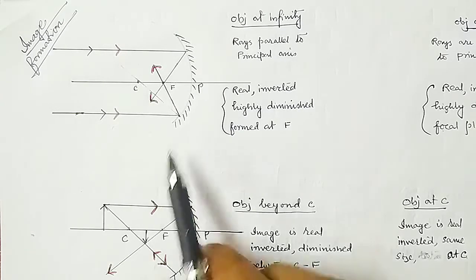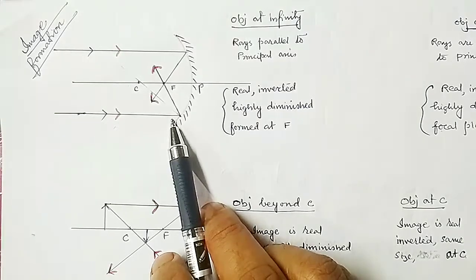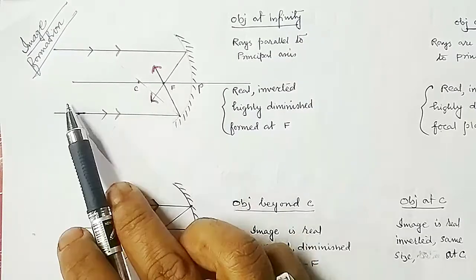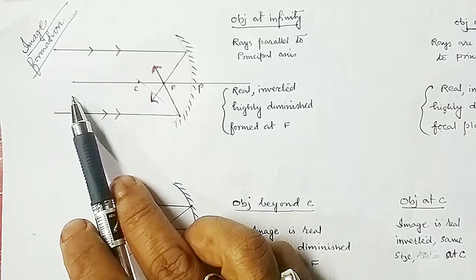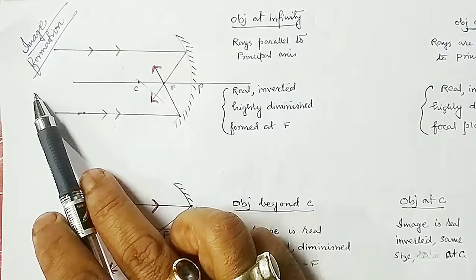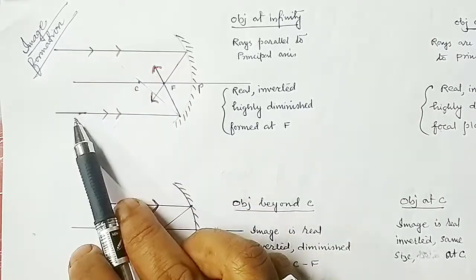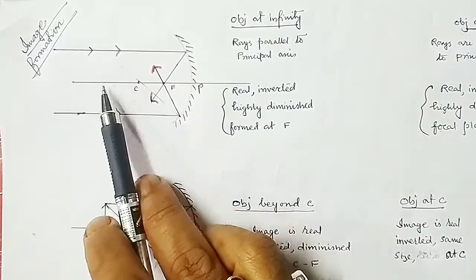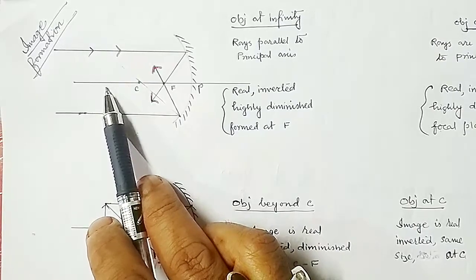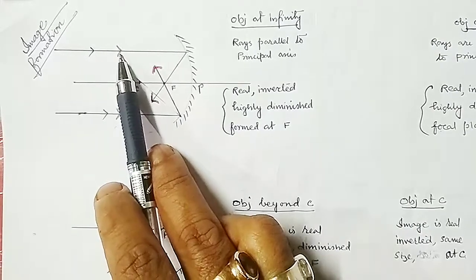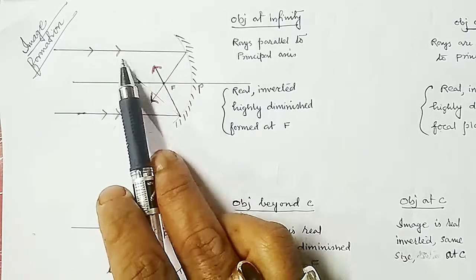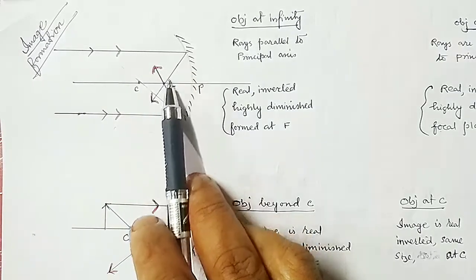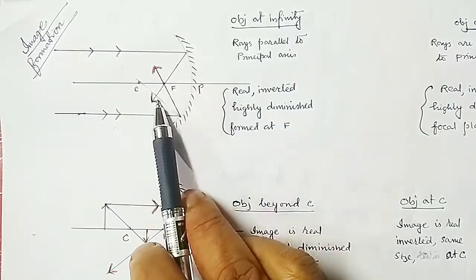object. In case 1, we are considering when the object is at infinity and the rays coming from it are parallel to the principal axis. The rays coming from an object at infinity are always parallel. So here, since the object is at infinity, rays coming from that object must be parallel. Here we have considered this ray which is parallel to the principal axis. And already I told you, any ray which is parallel to the principal axis, after reflection from the mirror always passes through the focus. So this ray will pass through the focus.